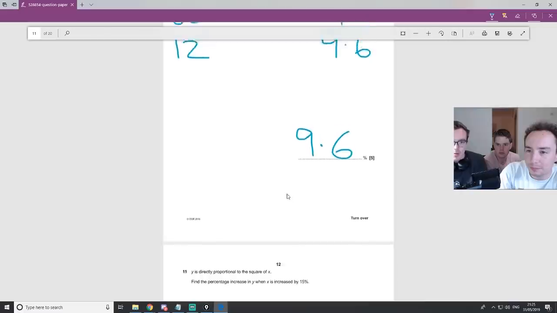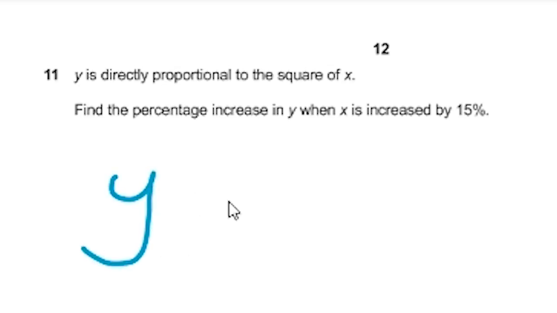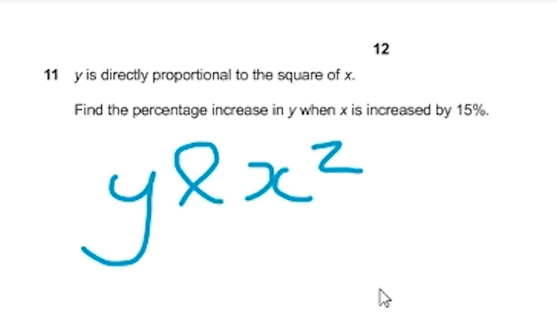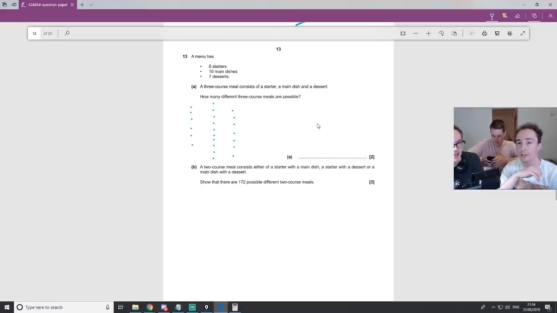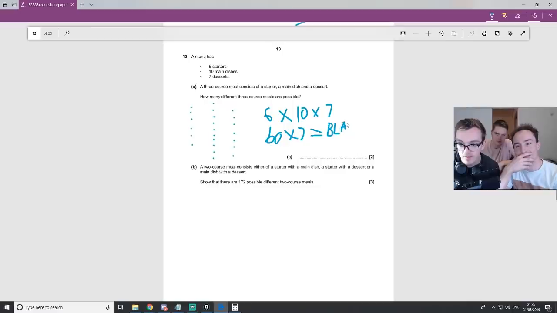20 minutes, I guess. Y is directly proportional to the square of x. Find the percentage increase in y where x is increased by 50%. What in the Lord's name is this? This is new. I don't remember this. A menu has 6 starters, 10 main dishes, 7 desserts. A 3-course meal consists of a starter, a main and a dessert. Fucking, this is some statistics bullshit. I can't remember how to do permutations. Yeah, it's 420, bro! Holy fuck! It's 420. Blaze it.